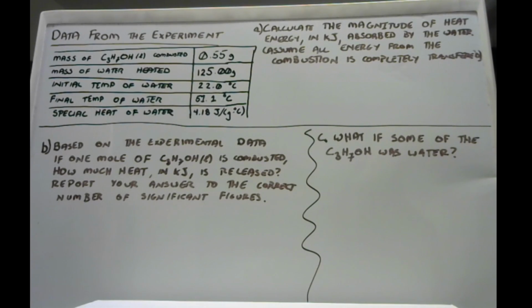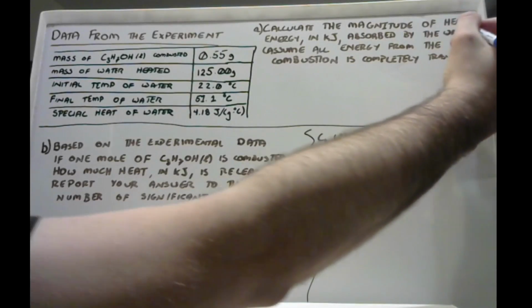Data tables presented below. A. Calculate the magnitude of heat energy in kilojoules absorbed by the water. Assume that the energy released from the combustion is completely transferred to the water. Now, I look at this drawing and I go, okay, there's no way in heck all that energy is going to be absorbed by the water. It's an open flame. There's plenty of places for it to go, but we're going to make an assumption here. And it's asking about the water.